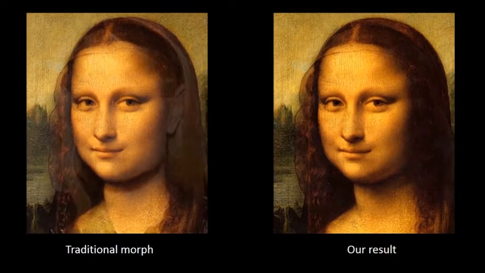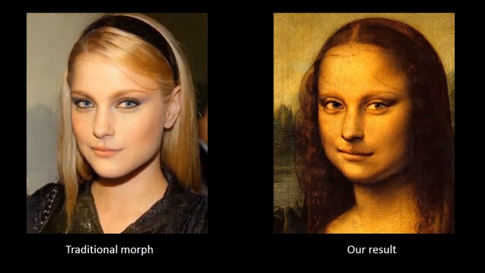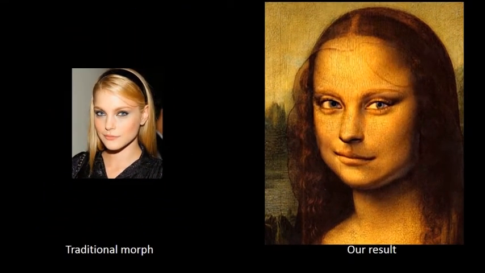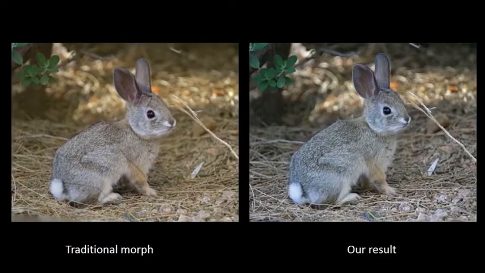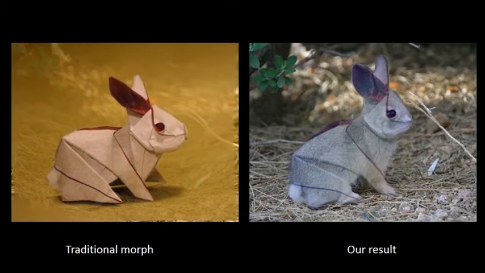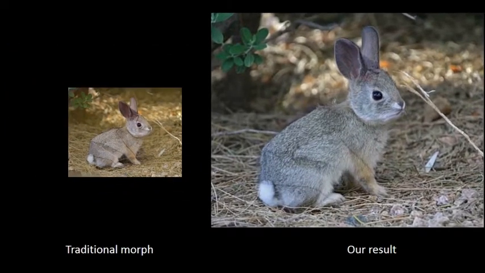In this example, the actress progressively replaces the high-frequency color and geometry from the painting, making the Mona Lisa look like the actress. Similarly, in this example, the real rabbit becomes an origami in the real environment by morphing the high-frequency components of both color and geometry.